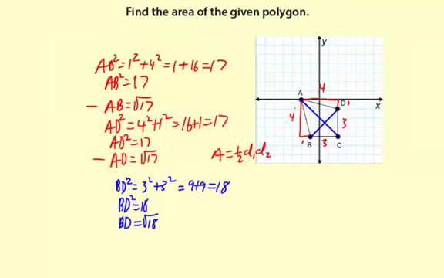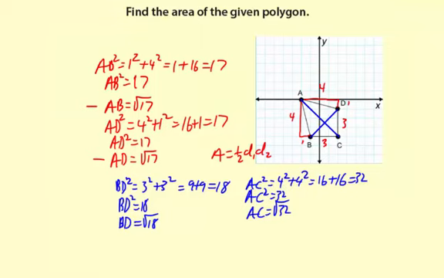Now let's look at AC. Down 4 and then right 4. So AC squared is going to equal 4 squared plus 4 squared, which is 16 plus 16, or 32. So AC squared equals 32, and AC equals square root of 32. Okay, now we found both diagonal lengths.